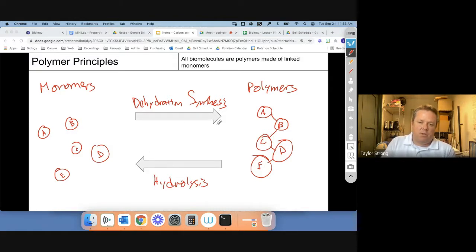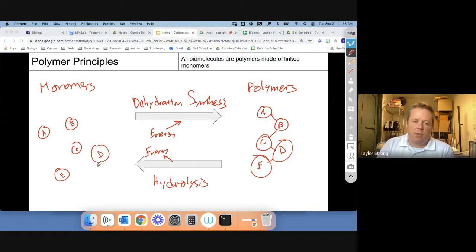If you think about what's going on here, this is a complex molecule and these are small, simple ones. If you want to make something complex, think about putting together a big Lego set from the individual Legos. That takes energy. You've got to put energy into it. And then if you take this complex thing and break it up into its pieces, that can release things like energy. That's the general idea here.